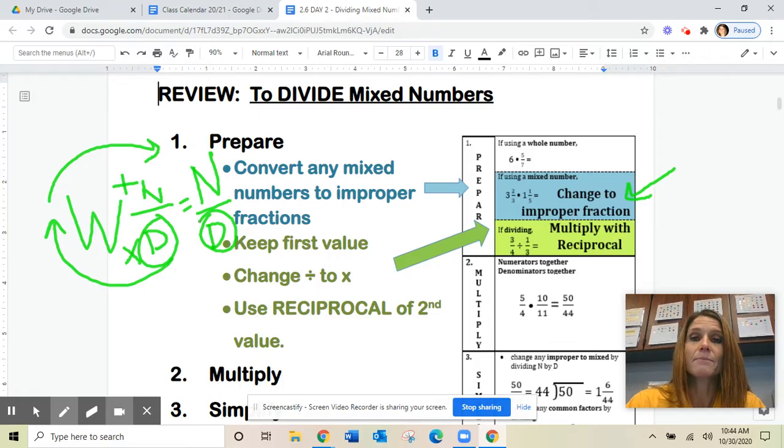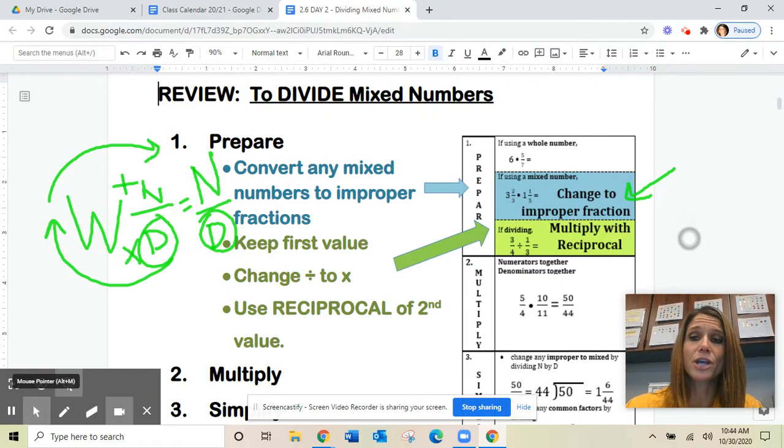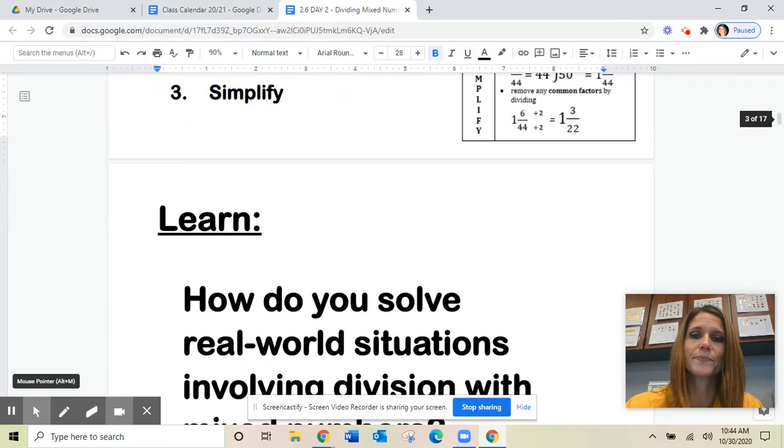Then once we have our mixed as improper, we'll go back and do a second job of getting it ready and prepared by keeping our first value the same and then turning our division into a multiplication with the flip-flop reciprocal of the second fraction. So refer back to your orange handout as often as you need to.